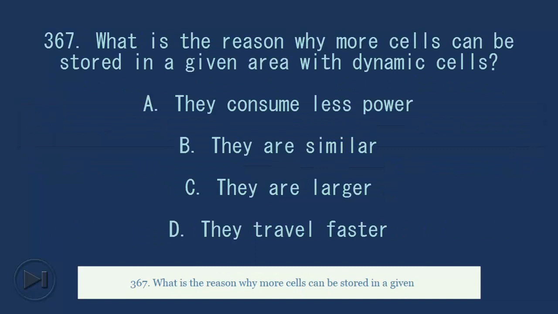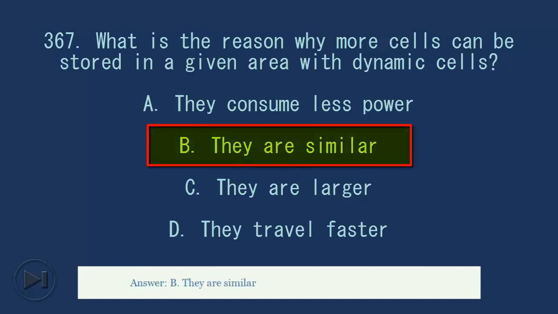367. What is the reason why more cells can be stored in a given area with dynamic cells? A. They consume less power. B. They are similar. C. They are larger. D. They travel faster. Answer, B. They are similar.